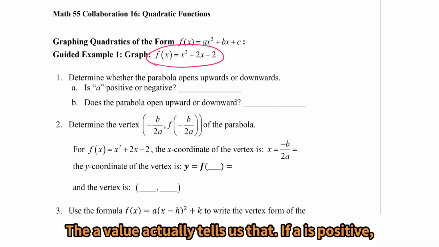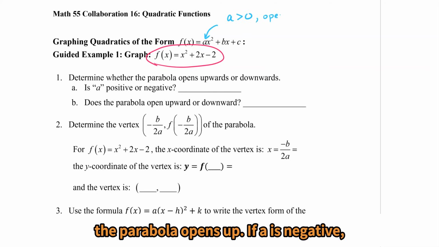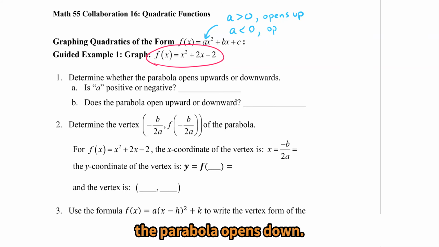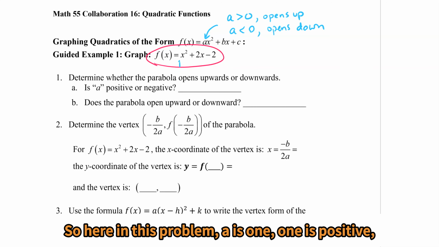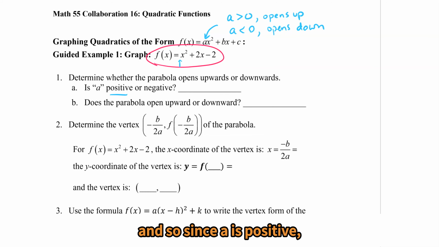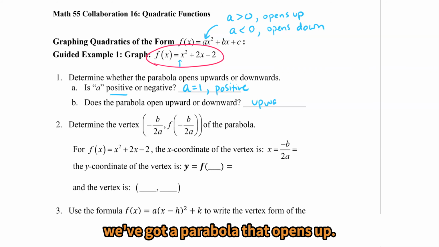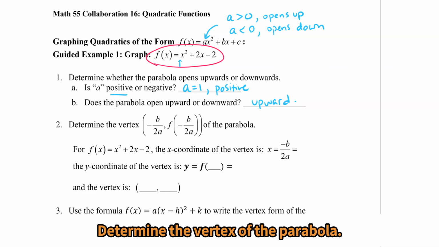The a value actually tells us that. If a is positive, the parabola opens up. If a is negative, the parabola opens down. So here in this problem, a is 1, 1 is positive, and so since a is positive, we've got a parabola that opens up. Determine the vertex of the parabola.